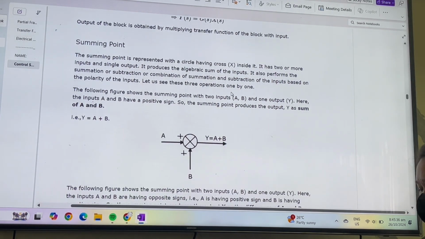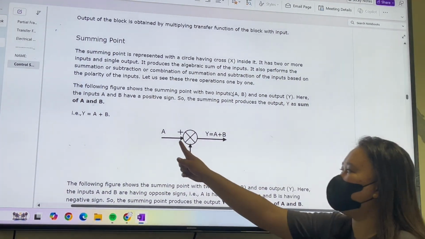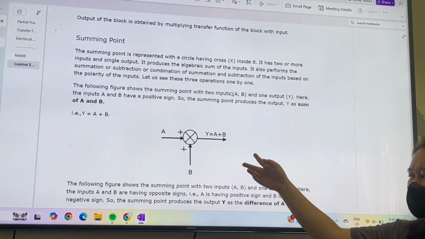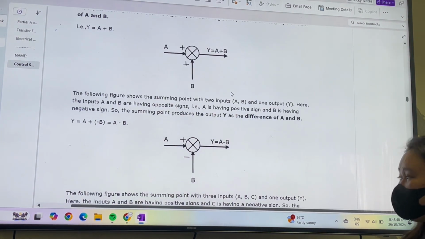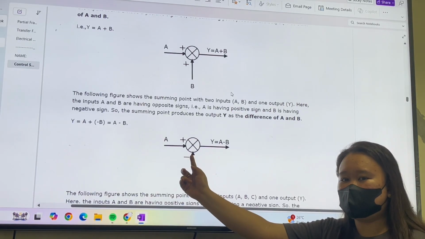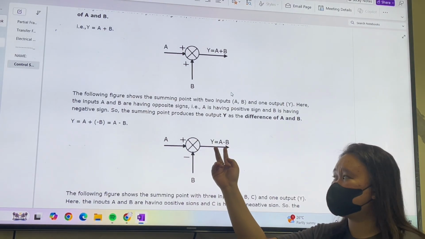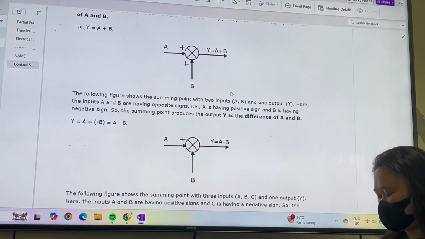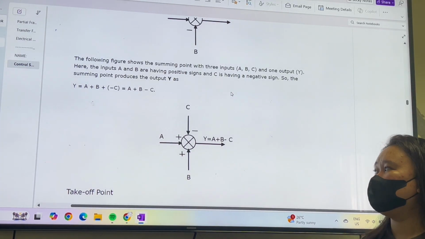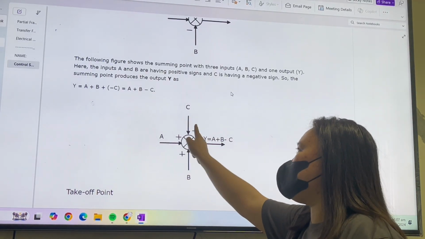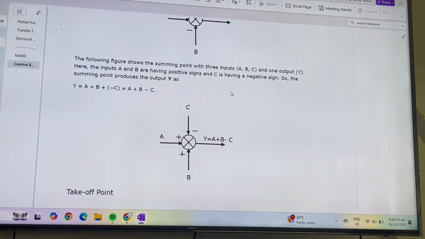So we have here this one. We have input A, input B, positive, positive, A plus B as output. Next, we have here first input plus, second input minus. So A minus B, or negative B plus A. It's the same. Next, we have here multiple. We have A, B, C. Pwede nimo ibutang A plus B minus C or A minus C plus B. Parehas na sila. Ang importante lang dyan is kung asa siya nabutang nga sign or unsay sign nga gidelegate sa iyaha.